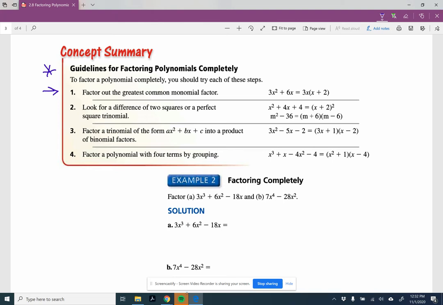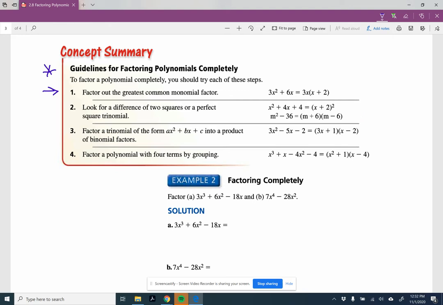Second thing to look for, do you have a difference of squares? Do you have a perfect square trinomial? So remember, difference of squares factors. Here's an example of one right here.